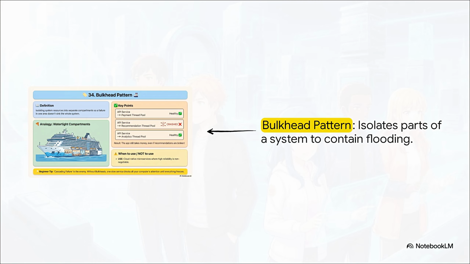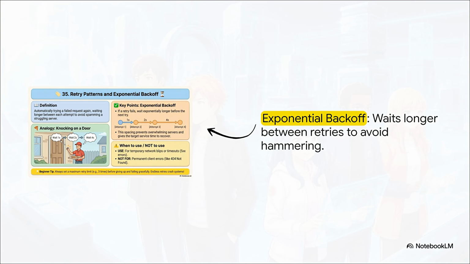If your recommendation engine thread pool completely crashes, no worries. Your payment processing thread pool is entirely isolated and keeps running flawlessly. Now, for temporary network blips, retry patterns are essential. But listen, if you just retry blindly, you're going to accidentally DDoS your own struggling servers. You have to strictly use exponential backoff.